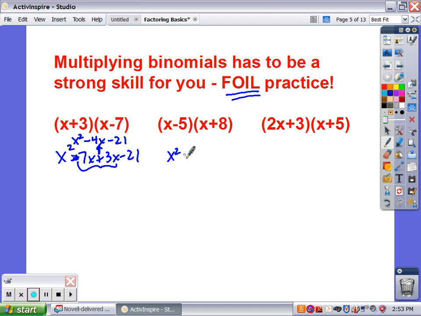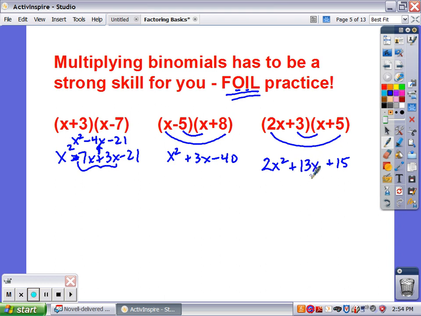Here I might say x squared plus 3x minus 40. Some people like to do the lines as if you're foiling for the outer times the inner. It helps them to see what's happening a little bit easier. Those lines are especially helpful when you have a coefficient on the x term. Here I would get 2x squared at the front, 15 at the back. That should be the easy one. I have a 10 and a 3, so I have a plus 13x in the middle. Get good at foiling so that you can always check as you go.